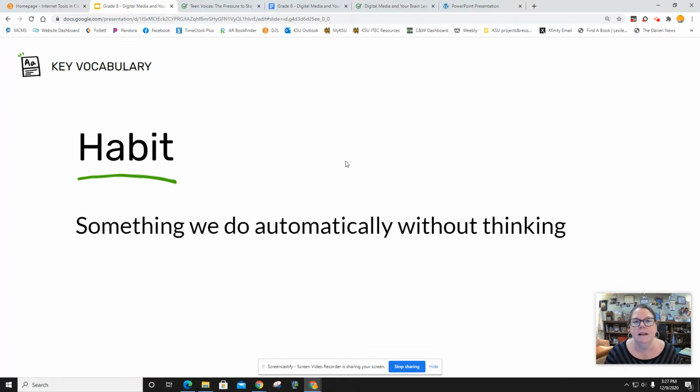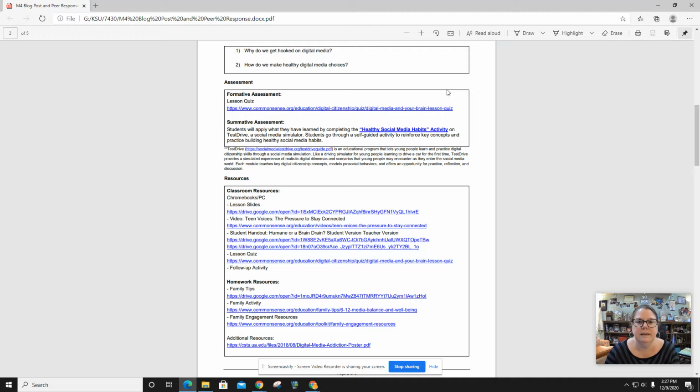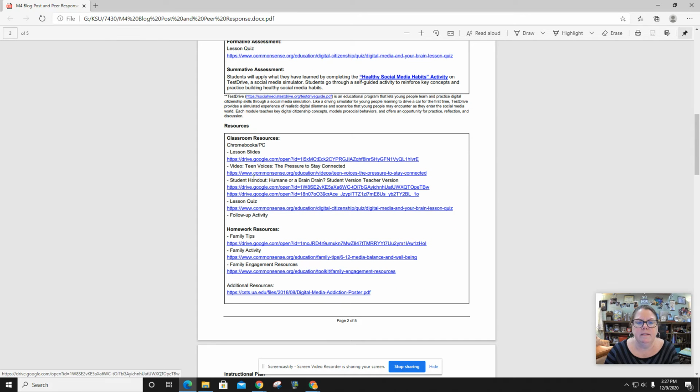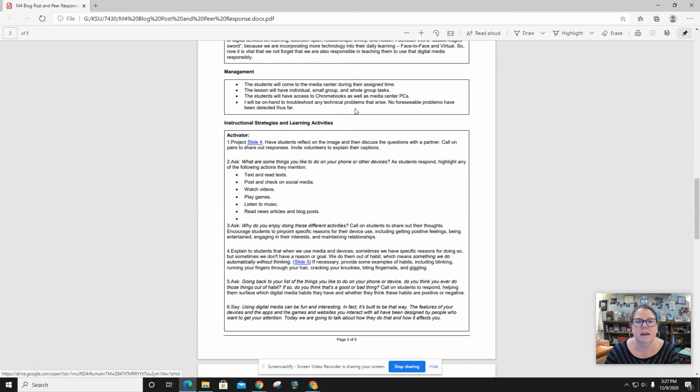So I'm going to exit out of that, not going to bore you with going through it. When I go back to my lesson here, I'm going to go down here to the instructional strategies. The students would be in the Media Center. It would be individual, small, and whole group, depending on what groups were in here. Later in my lesson, I show the differentiation with special ed or EIP groups, how I would do that. So in here, the activator is actually project slide number 4.